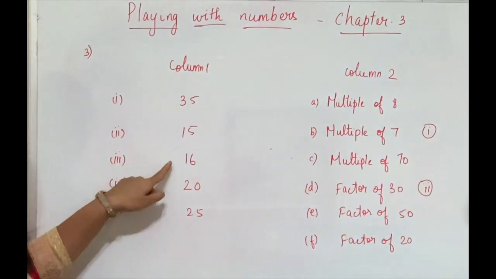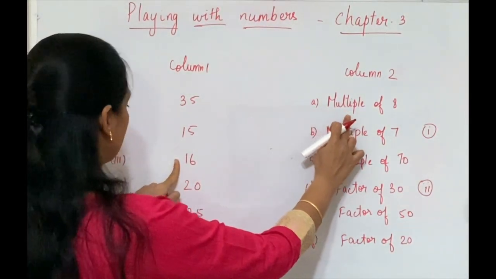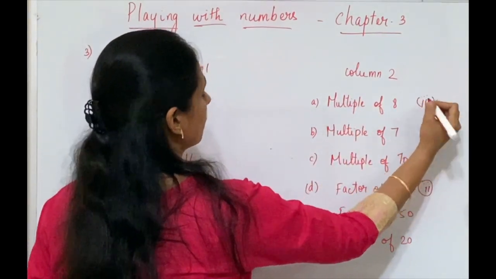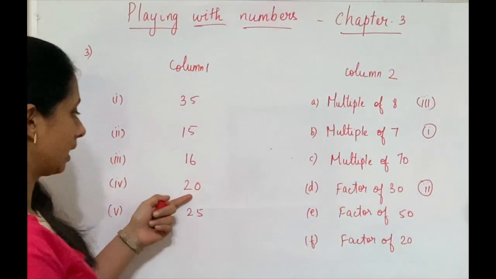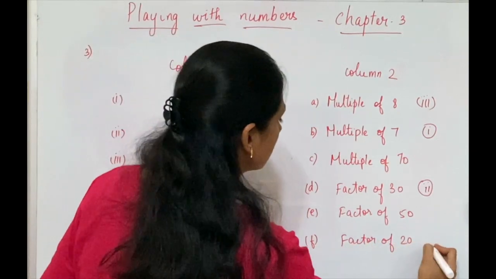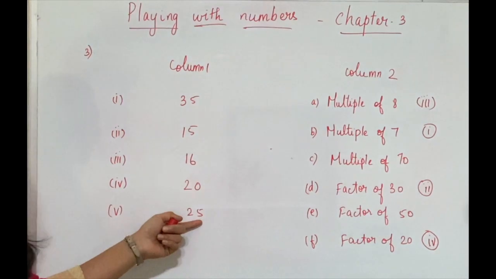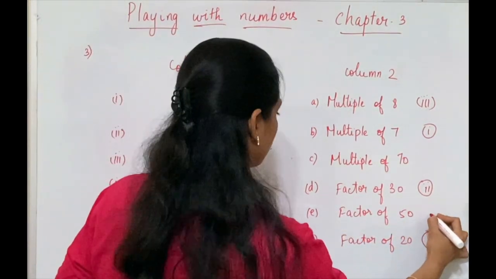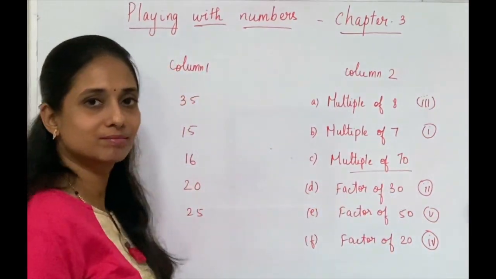Okay. Then what about 16? 16 is a multiple of 8. So I can say... third one, 20. What about 20? 20 is a factor of 20? Yes, I will say factor of 20. What about 25? 25 is a factor of 50. So we have one extra. Okay.